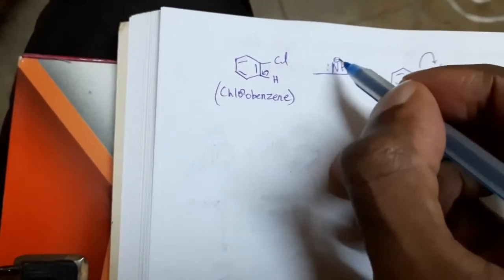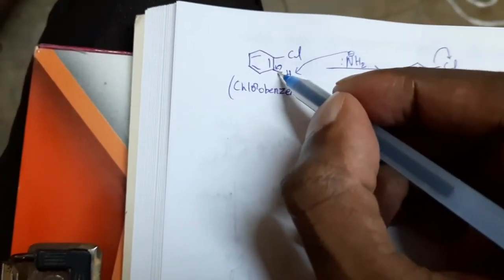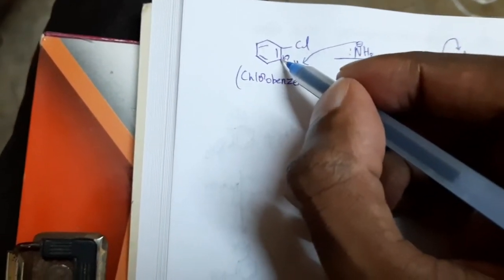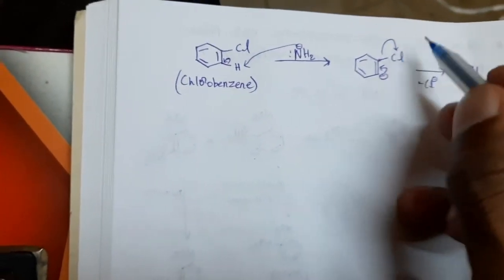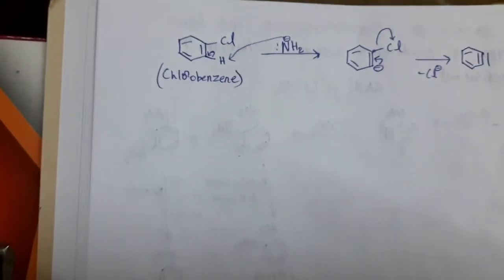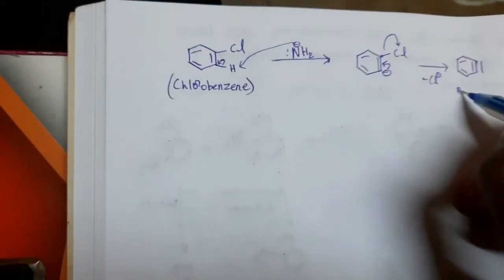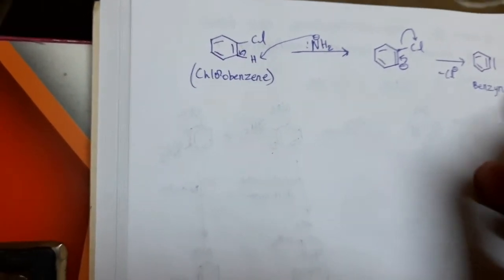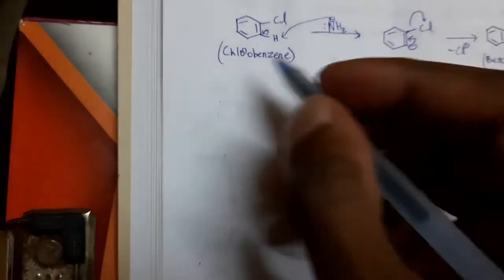This hydrogen atom is abstracted by NH2 minus and bonding electron pair is shifted to this carbon atom. We can get negative charge at this position. In the next step, this bonding electron pair is taken by chlorine and a negative charge is shifted to this position. Then we can get benzyne. Similar type of reaction we can observe in case of KNH2 also.